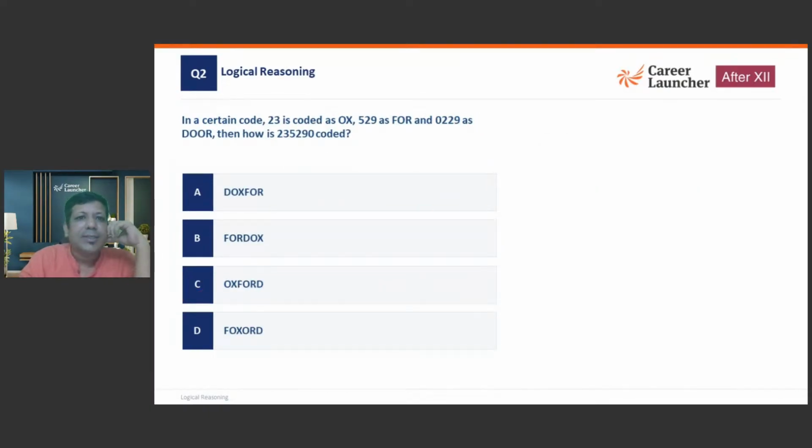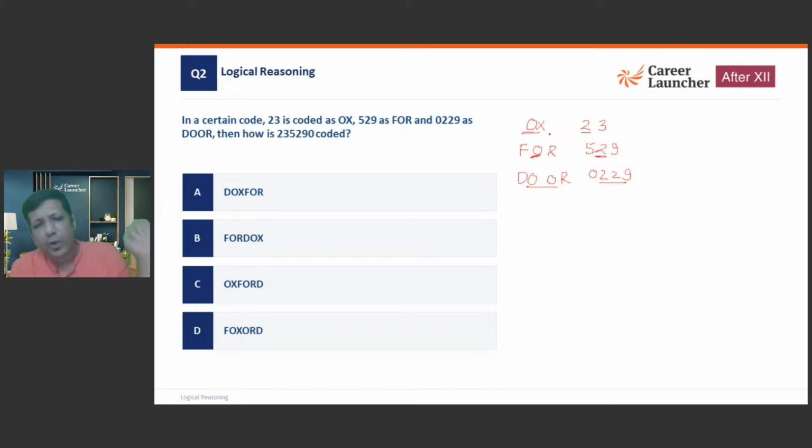Now let's look at this. Now it says ox is 23. Okay. So I am saying ox is 23. 4 is 5 to 9. Now if I look at O, O is 2 here. If I look at O, O is 2 here. This means both are the same. Okay. If I look at door, so door is 0 2 to 9. This means O is coming twice, 2 is coming twice. It means the corresponding numbers are representing the corresponding alphabets.